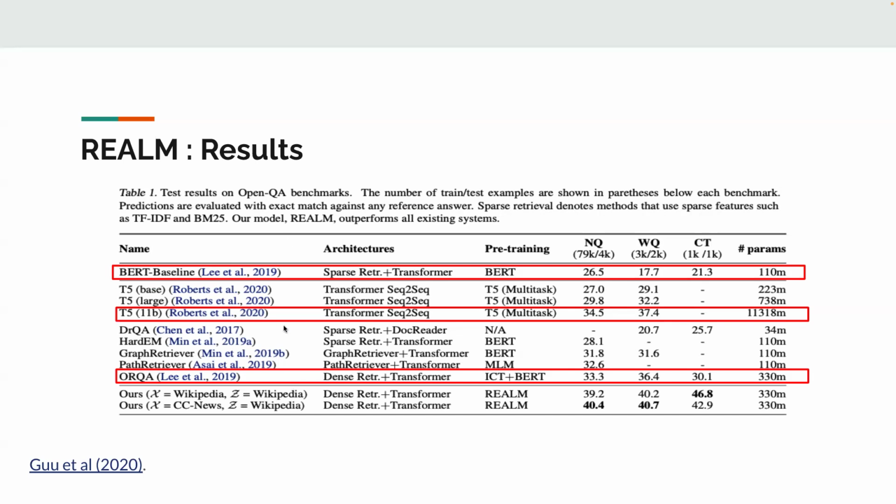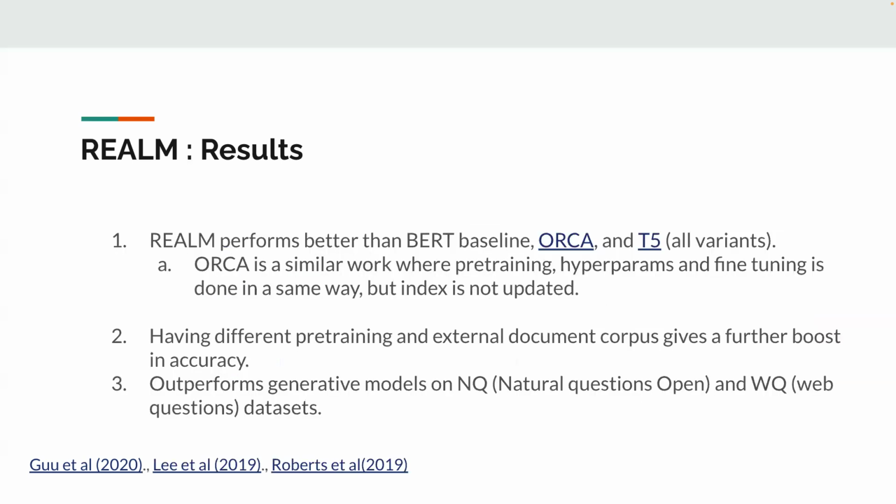The three things that I've highlighted here are something that we would want to look at, which is the BERT baseline. Obviously, it does not perform as well. All these numbers are accuracy numbers, by the way. And ORQA is another interesting model that had come just before REALM. The only way it differs from REALM is that the index is not updated regularly. ORQA has a fixed index, much like the meta RAG model that we'll see later as well. But everything else, pre-training, hyperparameters, and fine-tuning, is the same, right?